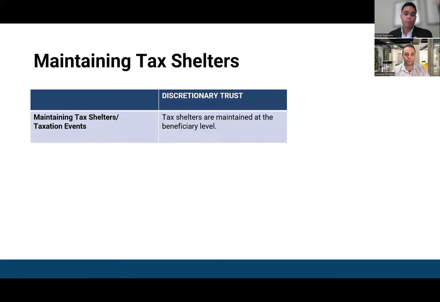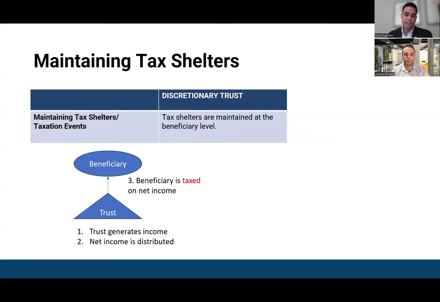So in terms of understanding these different entities and how they can minimize your overall tax liabilities, with a discretionary trust, these tax shelters are maintained at the beneficiary level, which means the taxation event occurs when the beneficiary receives the income. So on a normal annual basis, the trust will earn or generate income. That income is then distributed to the different beneficiaries. And the unique thing with a discretionary trust, we can choose which beneficiaries will receive that net income and hence control who gets taxed. And then that beneficiary is taxed at whatever tax rate is accessible to them.